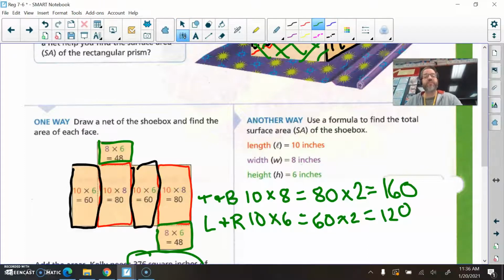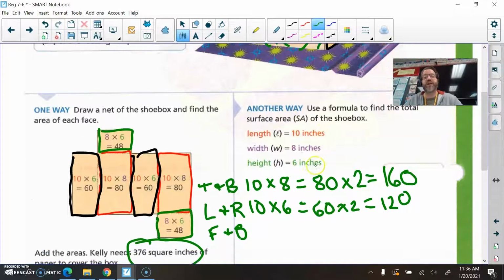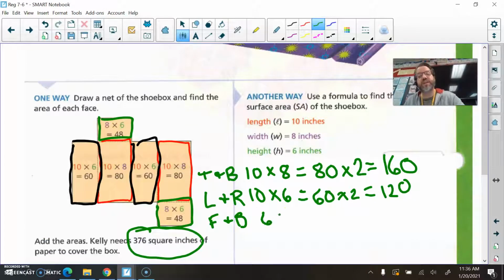All right, and then finally we have the top and bottom, left and right. We also have the front and the back. So I'm just organizing all the different sides, the faces. And the front here is 6 by 8. The back is also 6 by 8. So if you take 6 times 8, you'll get 48 for your area. Now we can double that because both the front and the back are the same. 48 times 2 is 96.